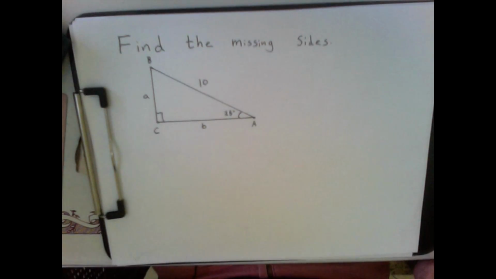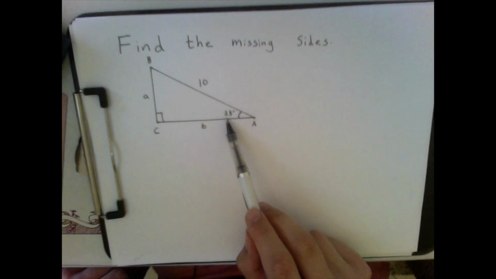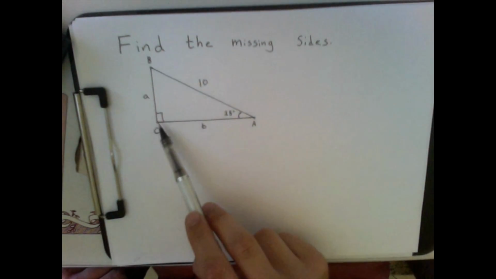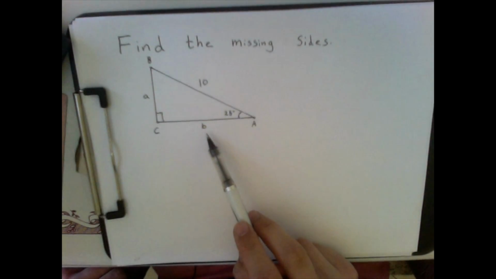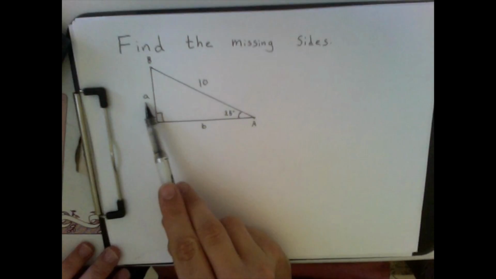In this video, I wanted to use trigonometry to find the missing sides of a triangle when we're given specific information. In particular, we have an angle, and we have the hypotenuse, which is the one opposite 90 degrees here, and we want to find A and B. Okay, so let's find A first.